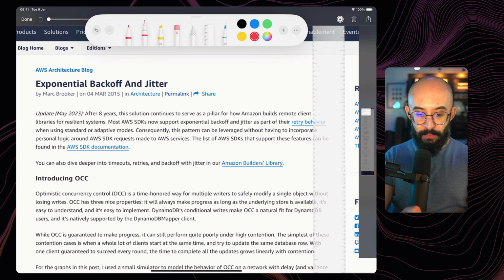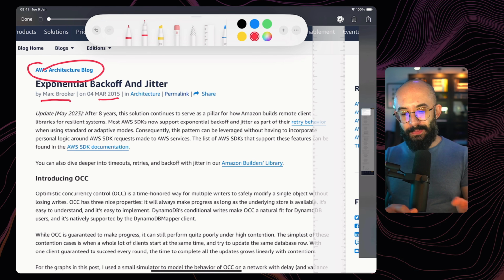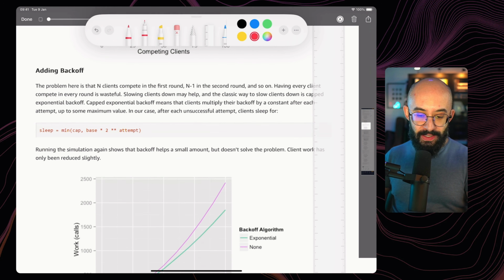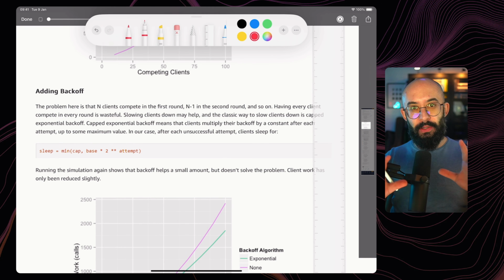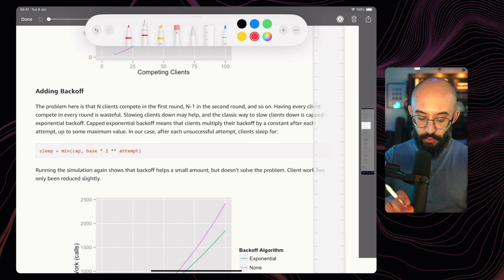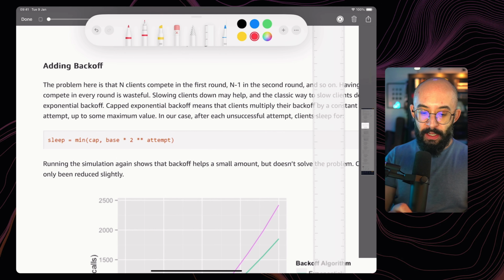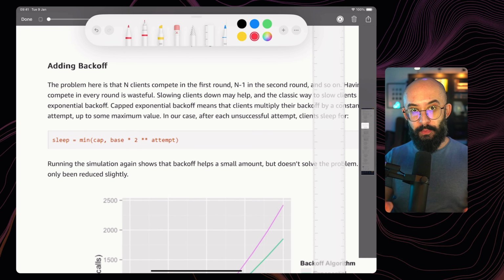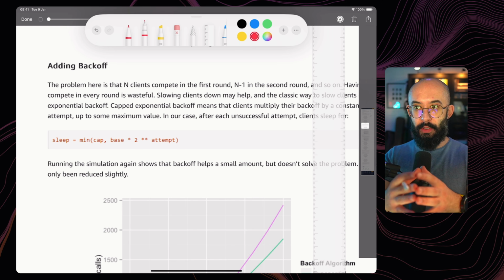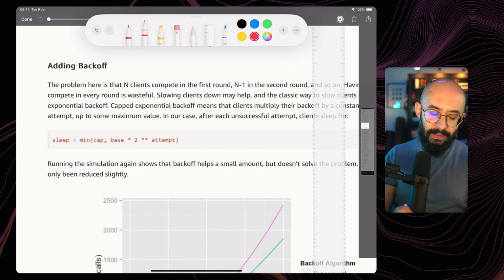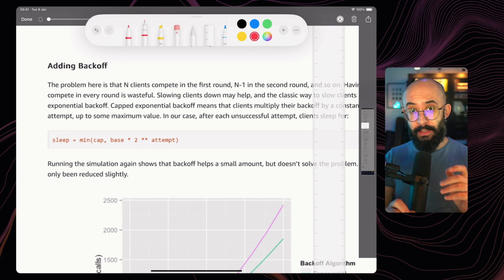This paper was published by Mark Brooker in March 2015 in the AWS architecture blog. This paper is referenced a lot when talking about retries and exponential backoff. So there's nothing really fancy over here, but I want to talk about a few distinctions and explain a few concepts through this paper because it's a really good one. First of all, the formula for the sleep, or for the duration in between retries, is a bit different than mine, and it has some nice additions.